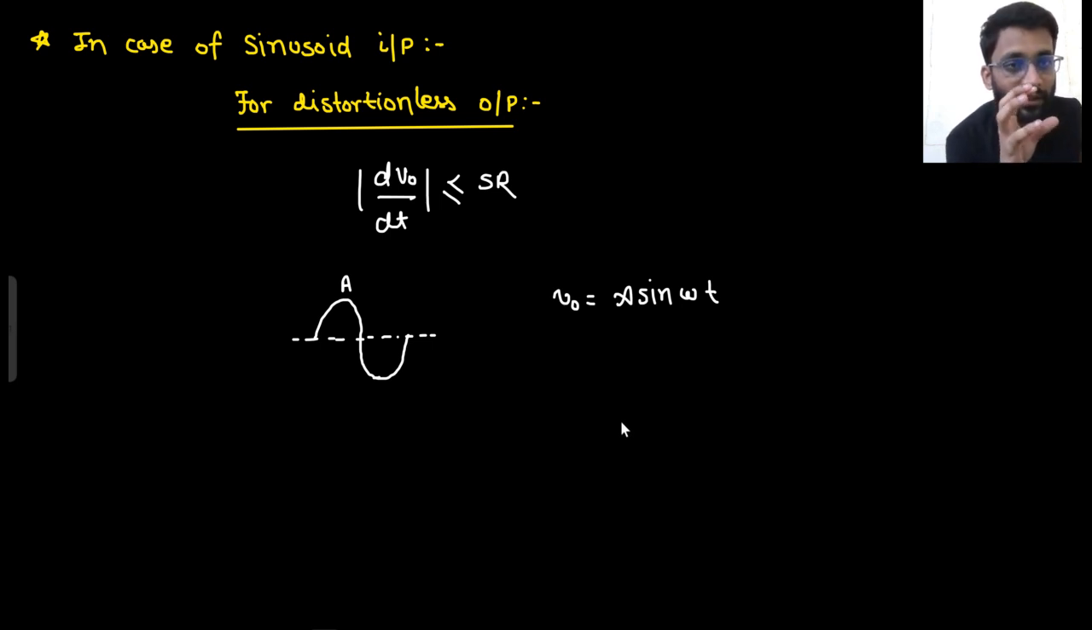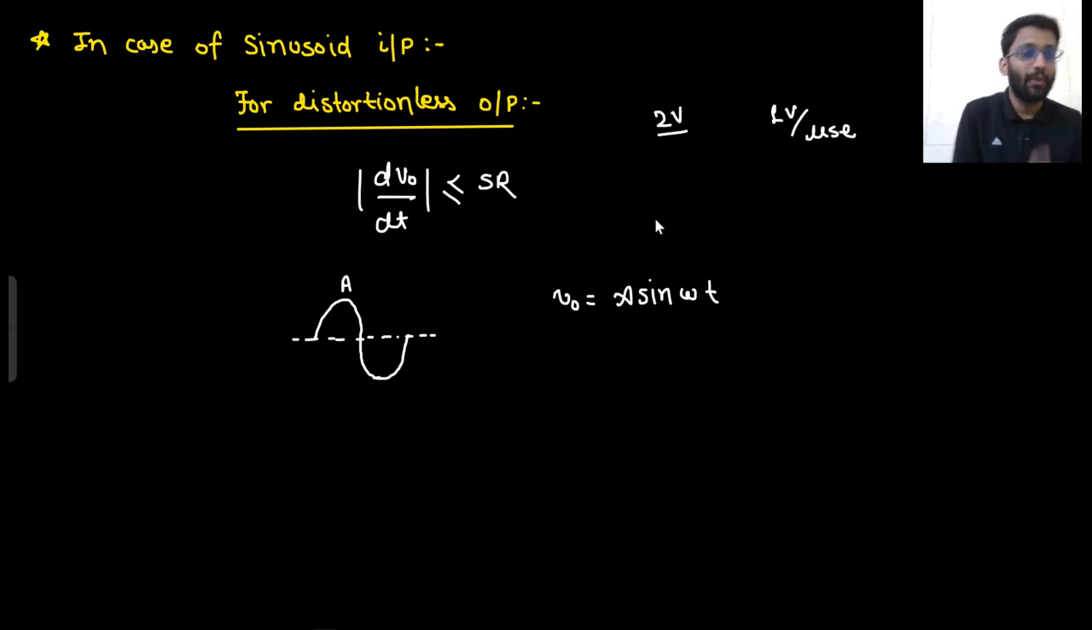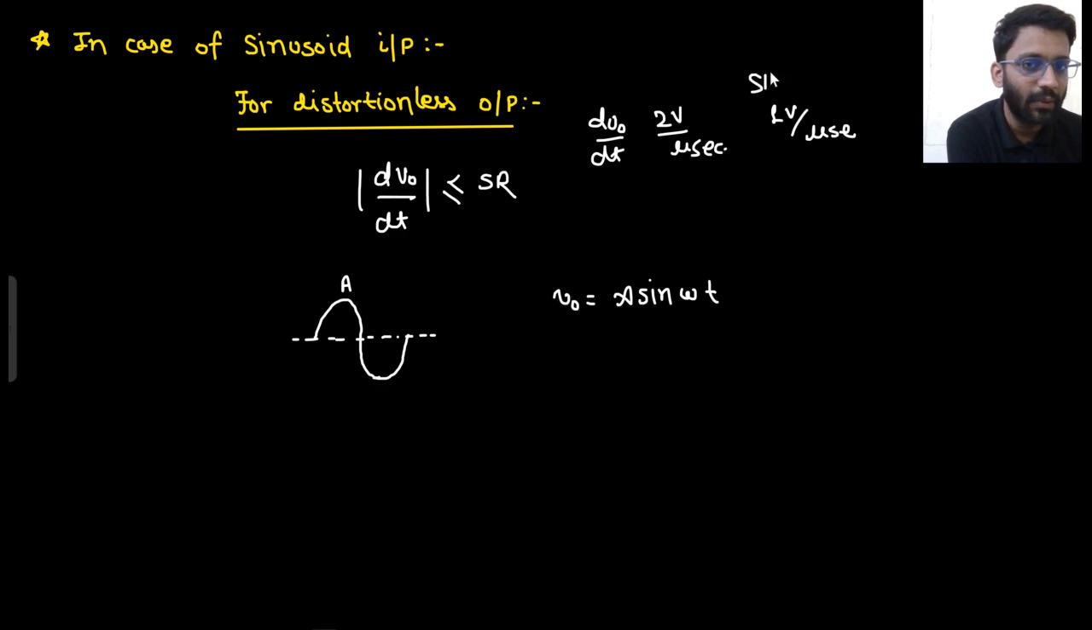Now what if the slew rate is low? Let's just say your slew rate is 1 volt per microsecond and your rate of change of output is 2 volt per microsecond, because the output is a sinusoid. A sinusoid also has some frequency, no? So based on that, what is the change of output, dV naught by dt? That is 2 volt per microsecond. And this is the slew rate.